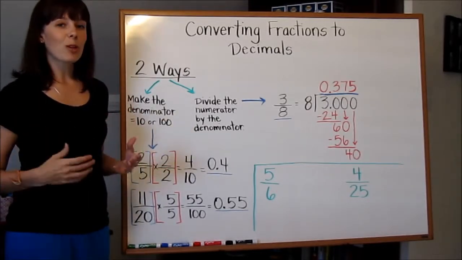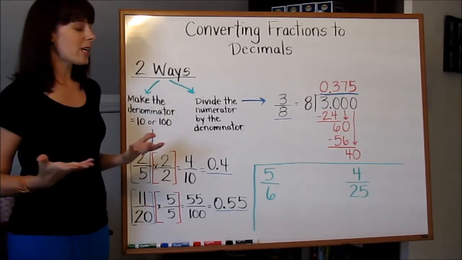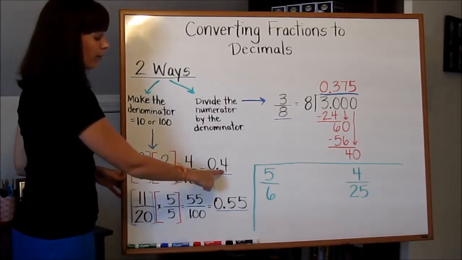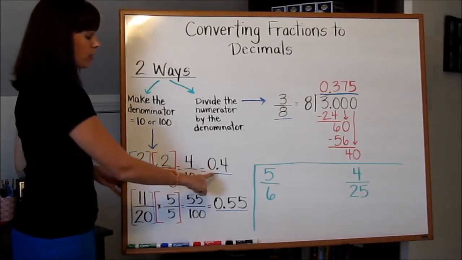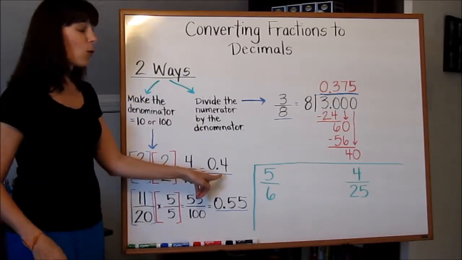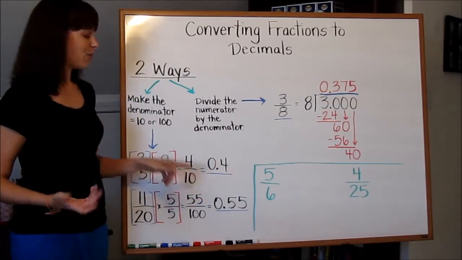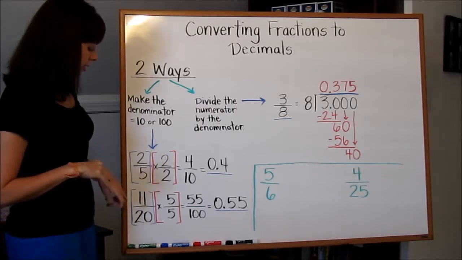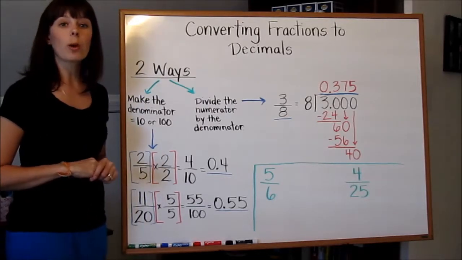Well, what does a decimal look like as 4/10? Well, you have a 4 in the tens place, so it's going to be 0.4. So 4/10 is equal to 0.4. These are equivalent, okay? In another example down here, I have 11/20.